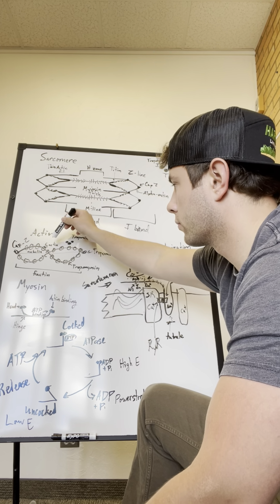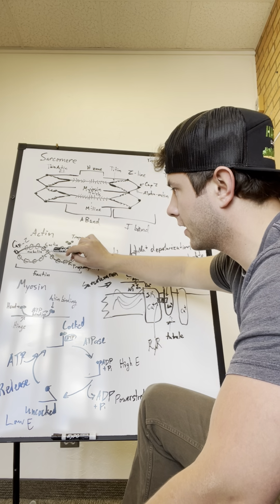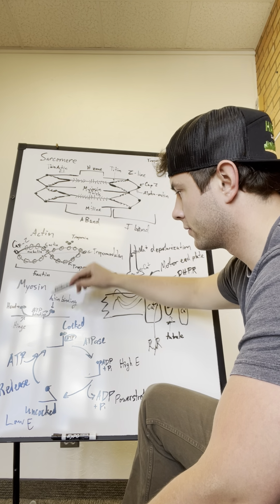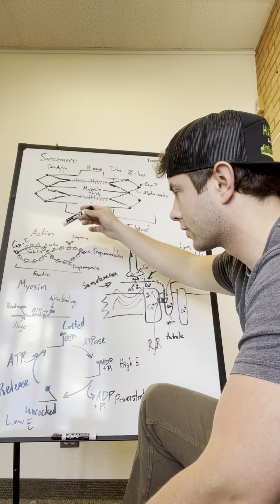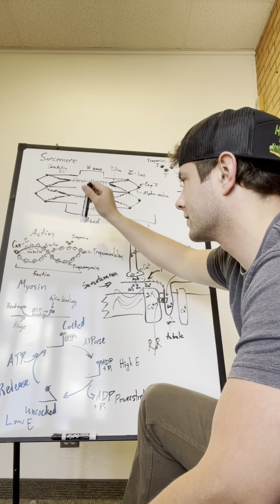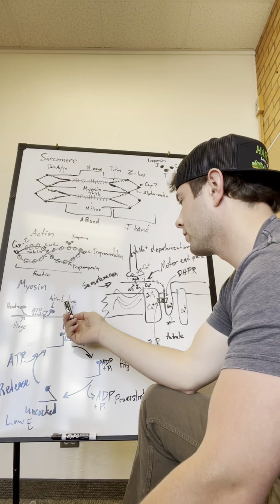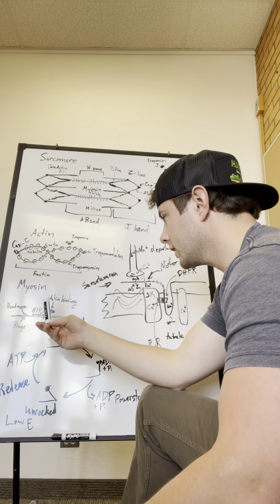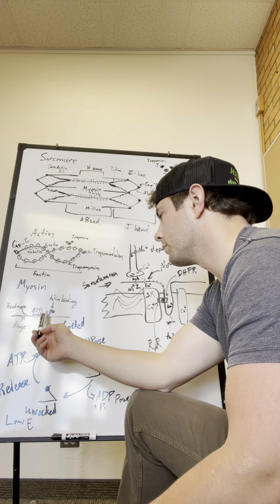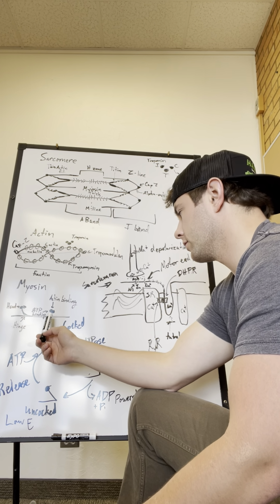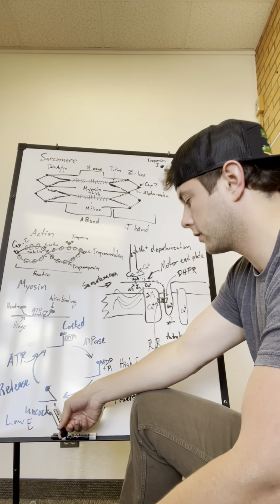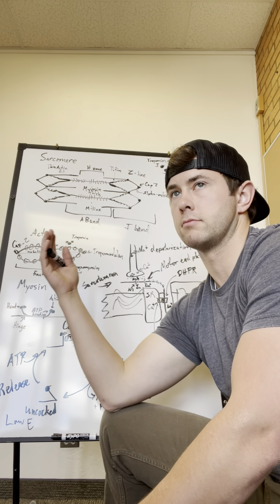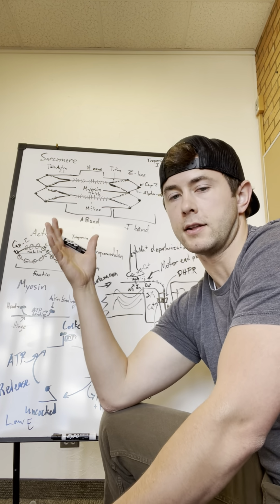That's why it's important to uncover the binding sites on actin for myosin, so that myosin can attach. And then there will be ATP binding sites on the myosin heads, so we can cock and uncock these hinge heads essentially.